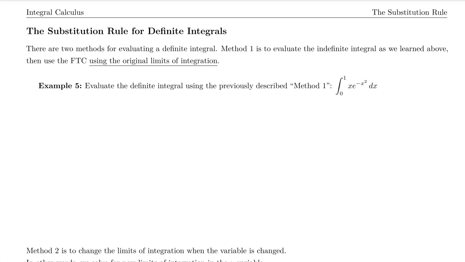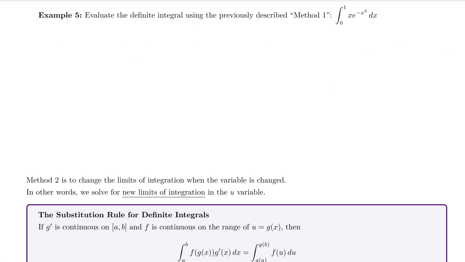Method 1 is to evaluate the indefinite integral as we learned above, then use the fundamental theorem of calculus using the original limits of integration. So let's see how that plays out. Our next example says evaluate the definite integral using the previously described method 1. We want to evaluate the definite integral from 0 to 1 of x times e to the power of negative x squared dx. So my choice of u in this scenario, I want to make u equal to negative x squared.